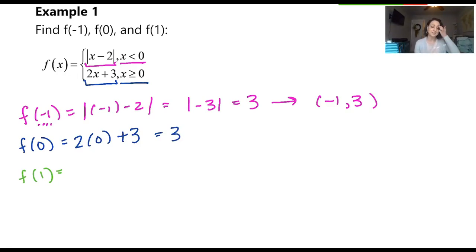All right, I'm forced to pause on the screen. Go ahead and try the last one on your own. Hit continue when you're ready to see the answer. So we should have gotten 5 because 1 is greater than or equal to 0, right? So we want to use the bottom expression once again.